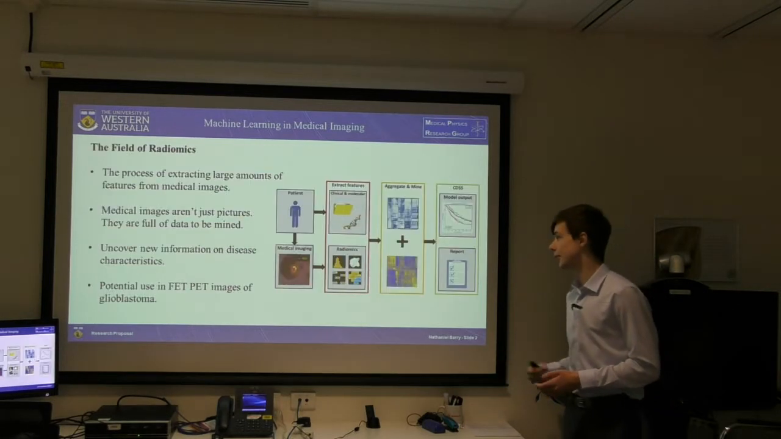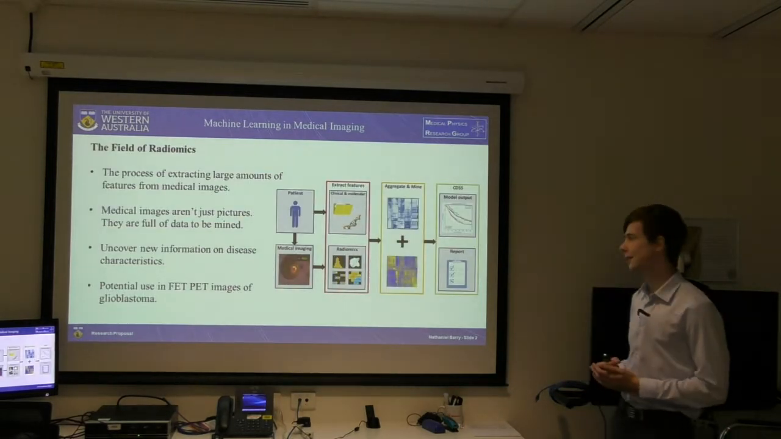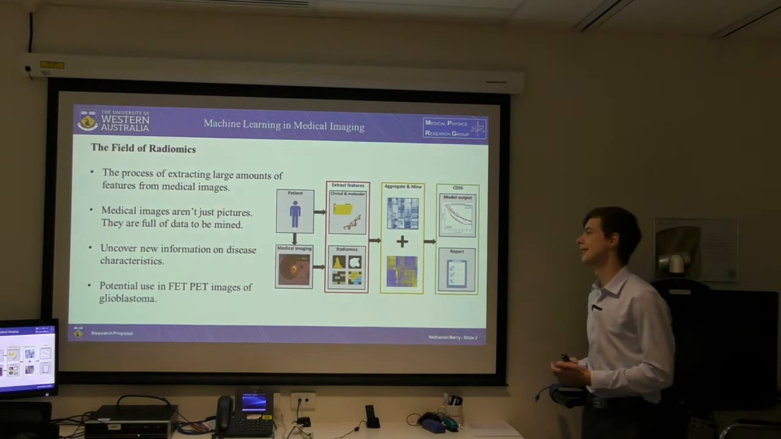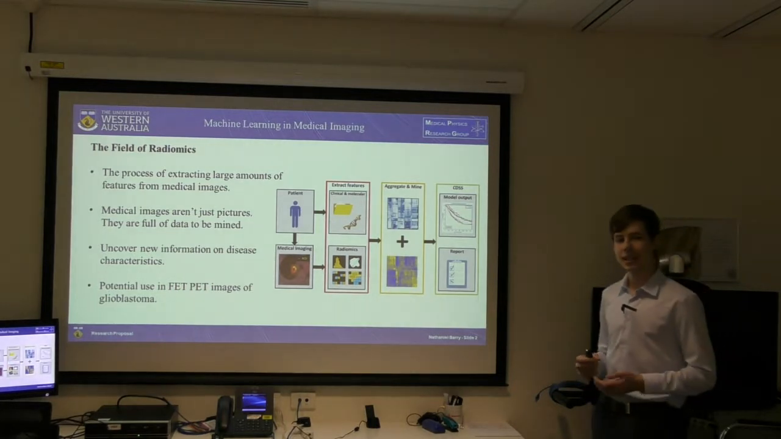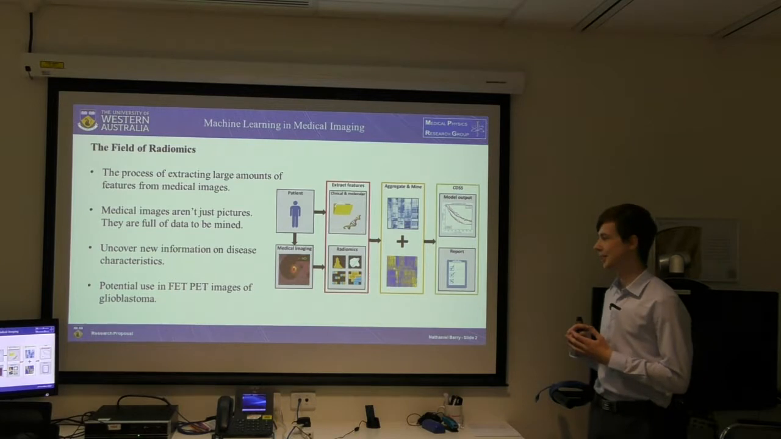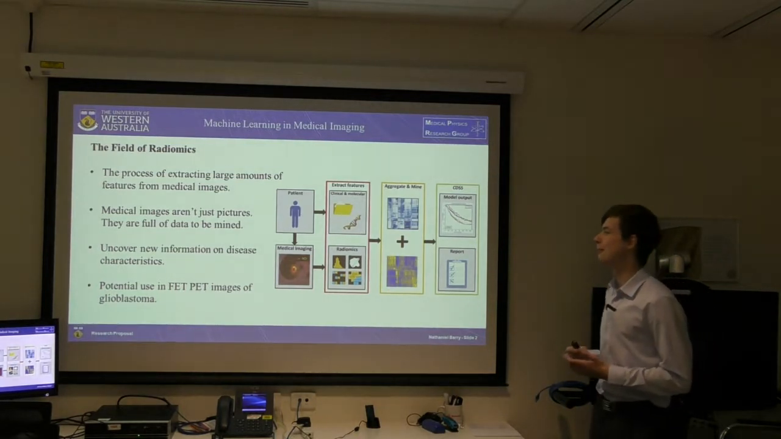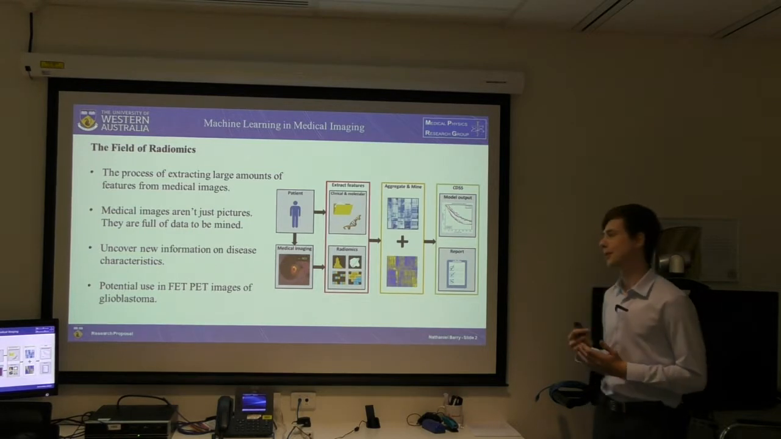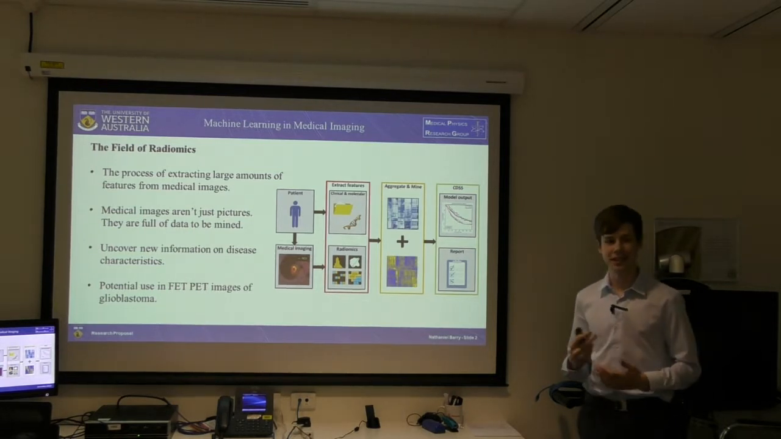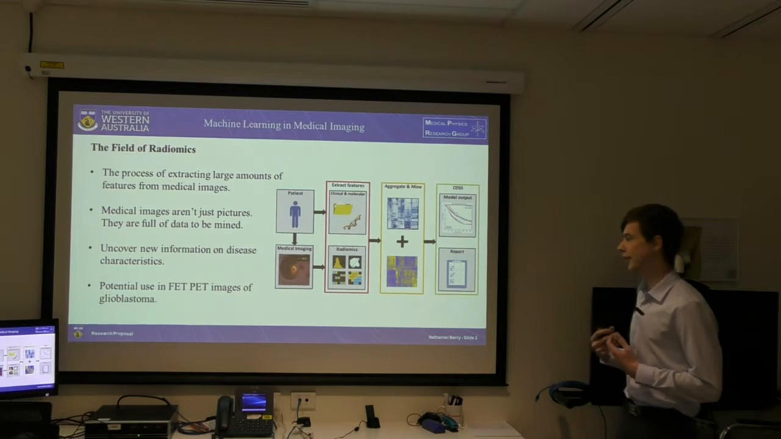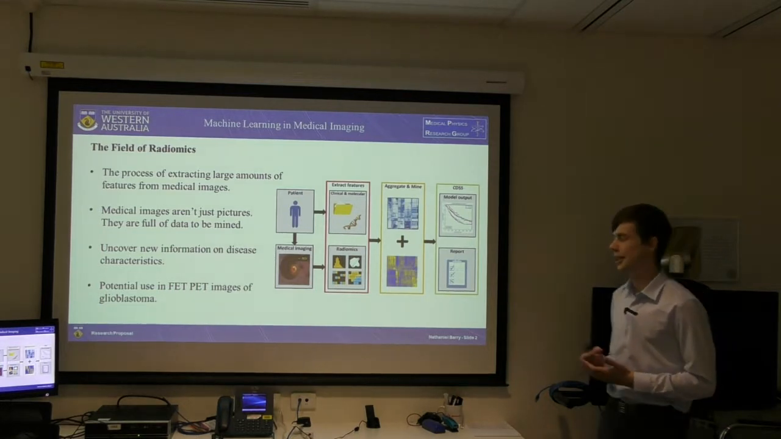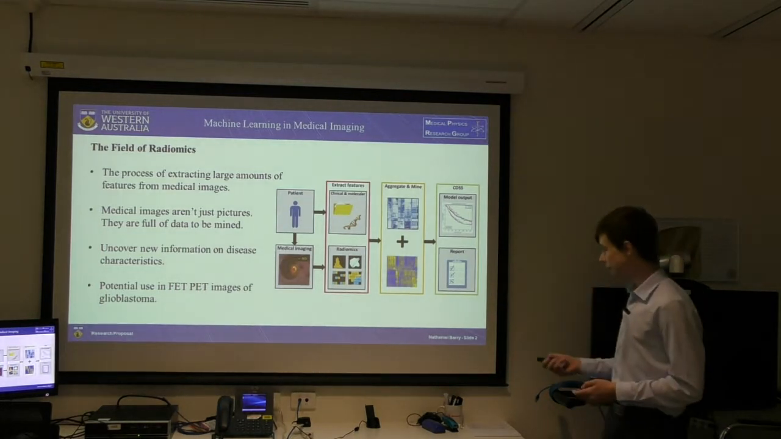But first I want to introduce you to the field of radiomics that I'll be working with. Radiomics is the process of extracting large amounts of features from medical images. We like to think of medical images as just pictures that we use along the treatment planning process, but in fact we can mine massive amounts of data from them to uncover new information on disease characteristics. And so we see potential use for this in FET PET images of glioblastoma.